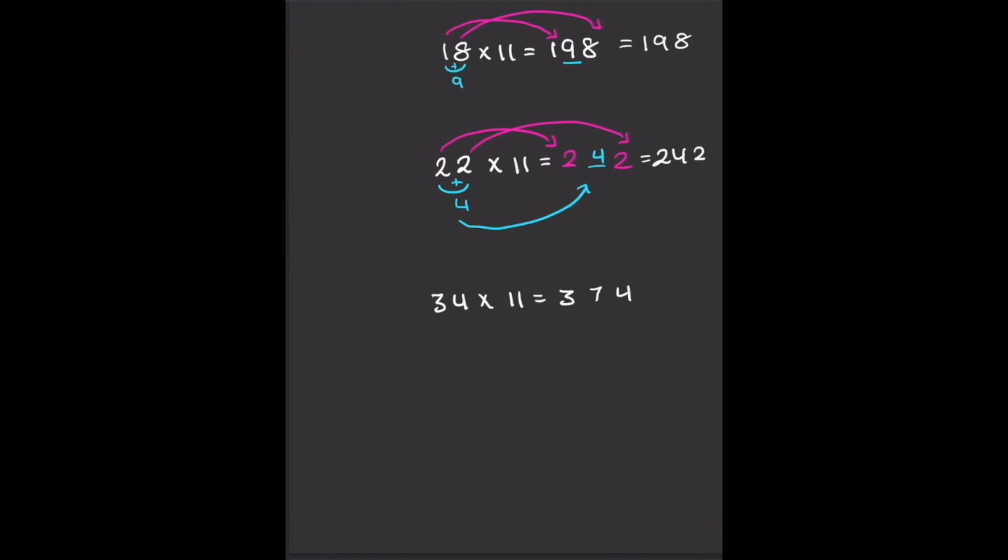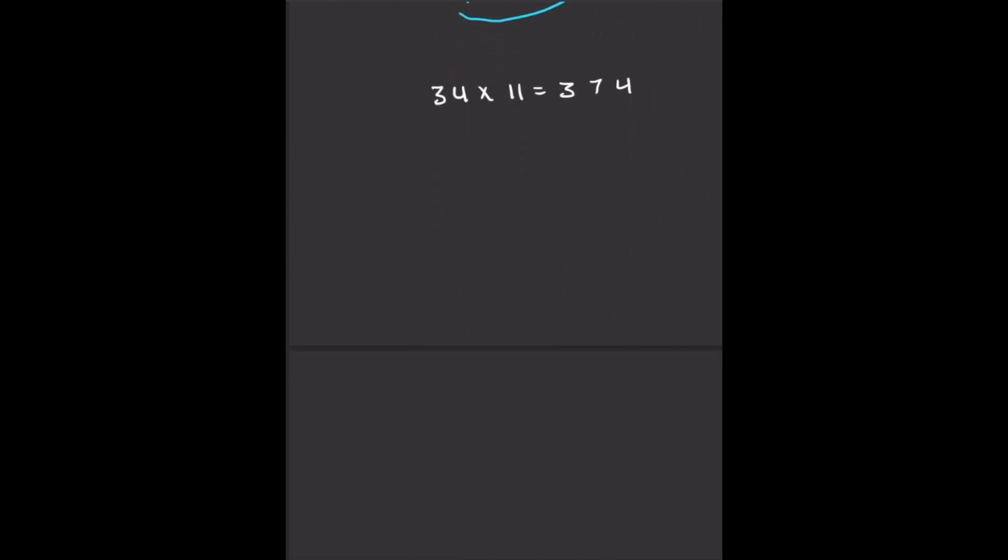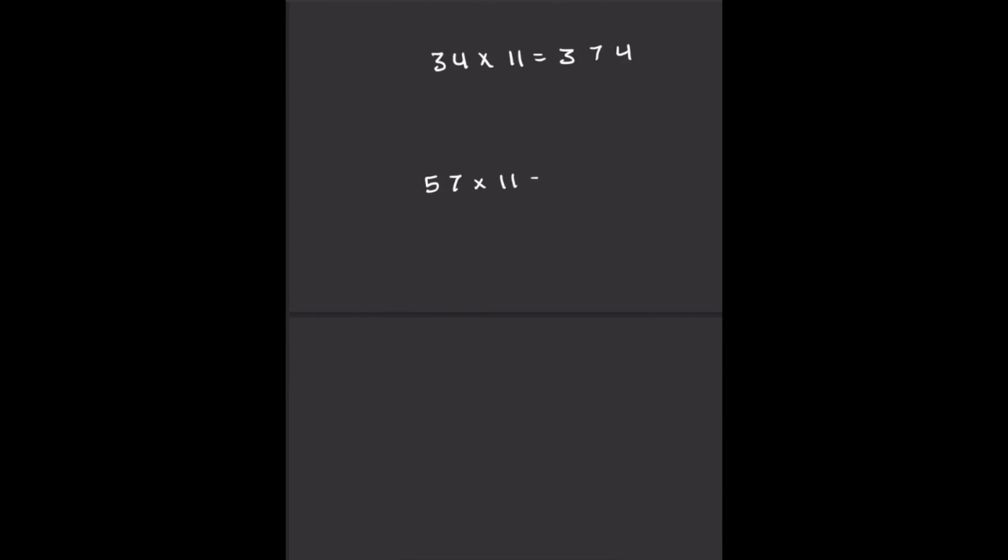Now let's look at some tricky examples. The tricky examples we are going to do are 57 times 11 first. So 57 times 11, we're going to do the same thing. We're going to put the 5 and then the 7, but then we're going to have a gap in the middle, and this gap is going to be determined by the sum of these two digits. 5 plus 7 is 12.